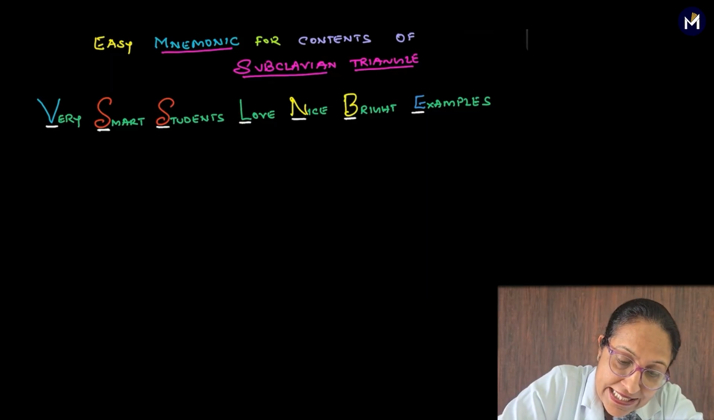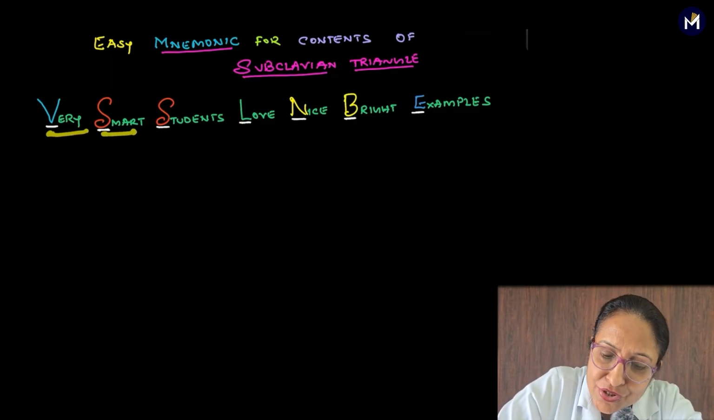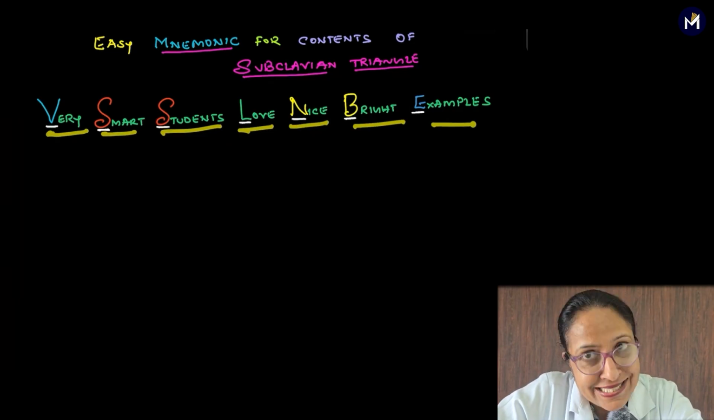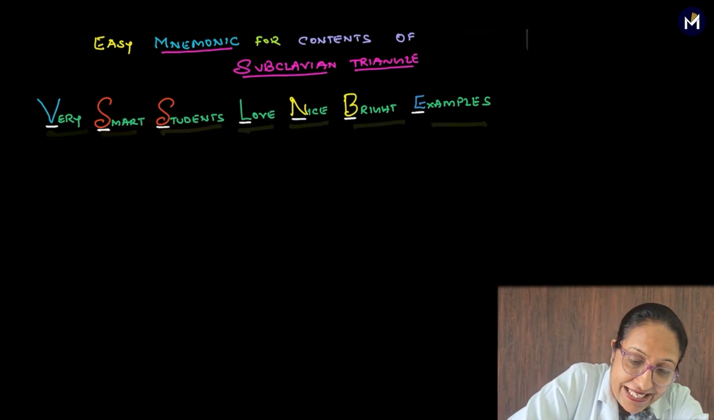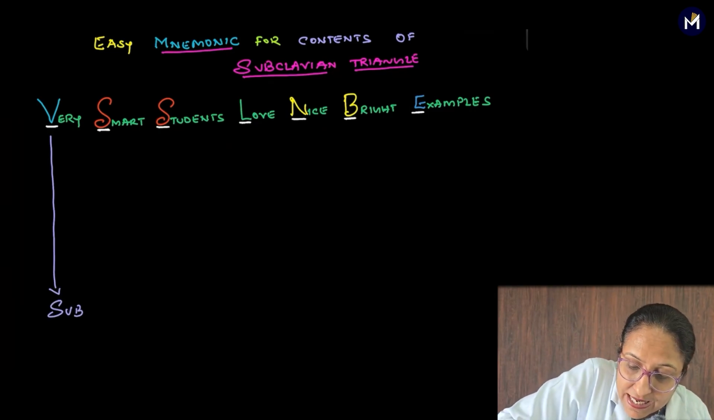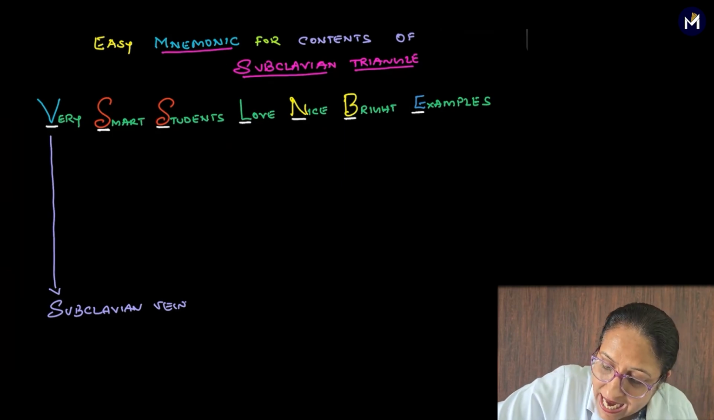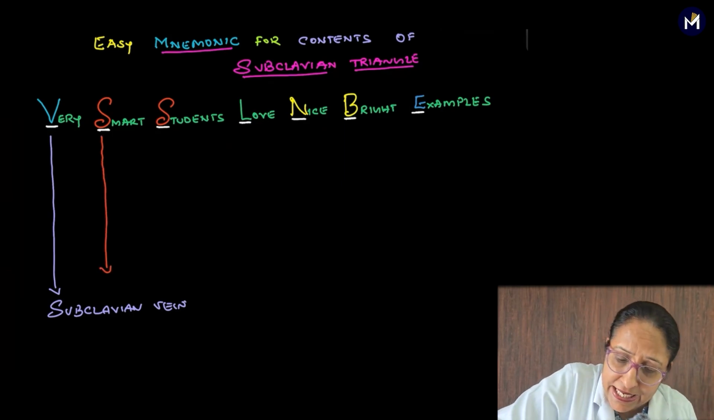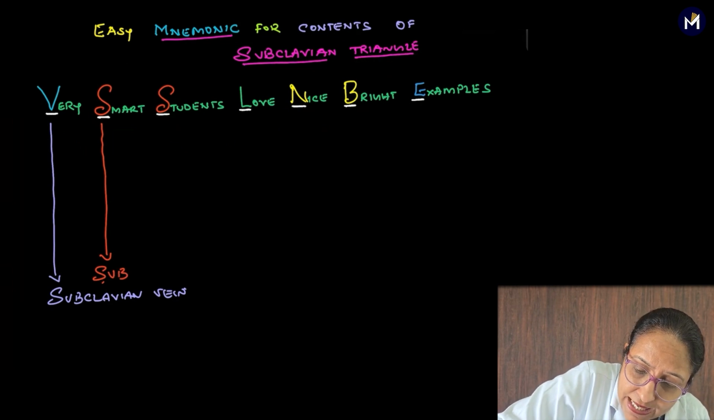We can use a simple mnemonic to remember these contents for the exam. That is, very smart students love nice, bright examples. So, V stands for the vein, that is the subclavian vein. S stands for the artery, the most important content, that is the subclavian artery.